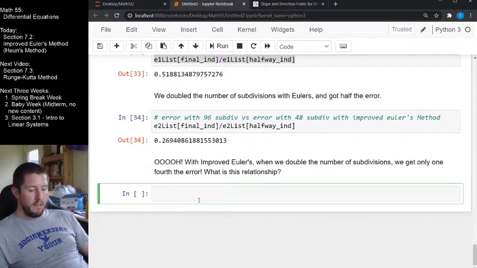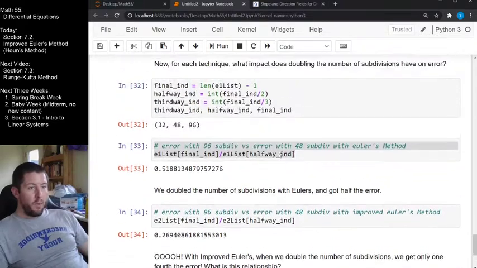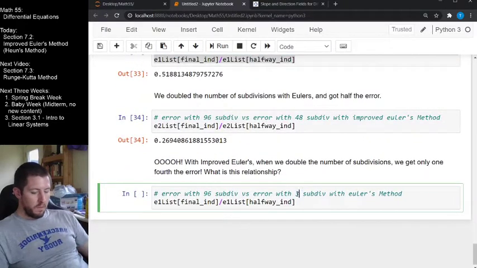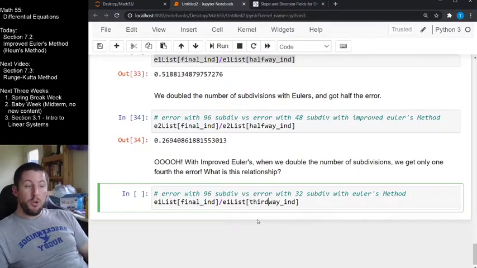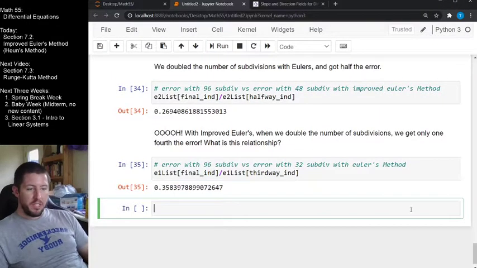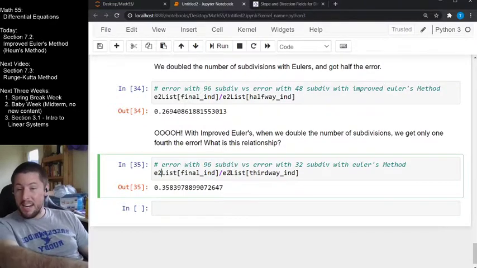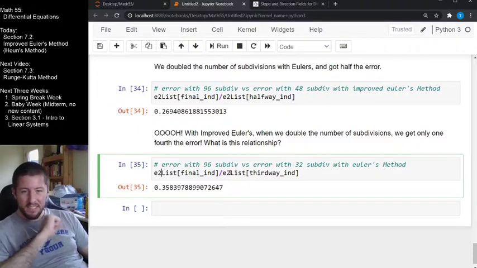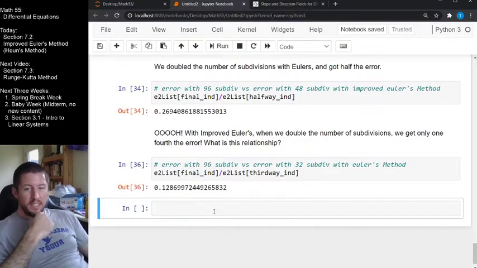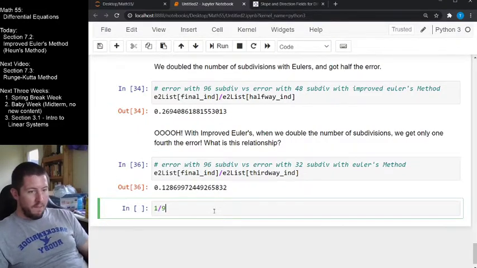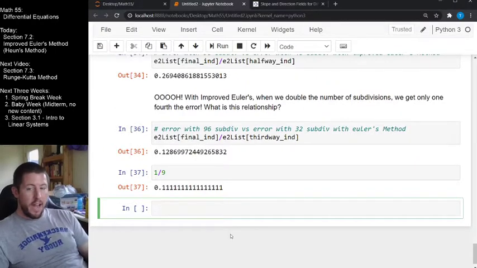Let's do it again, but let's instead do this now with 32. All right, and I'm going to do my third way, my 1/3 of the way right here. So this is saying if you do three times as many subdivisions... Oh, I want to do my E2s. Notice that number right there is about a third. And notice this number right here looks an awful lot to me like 1/9.